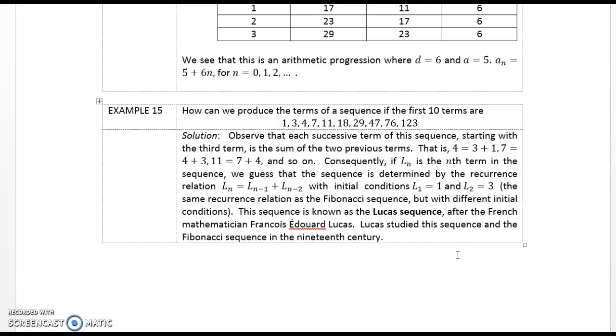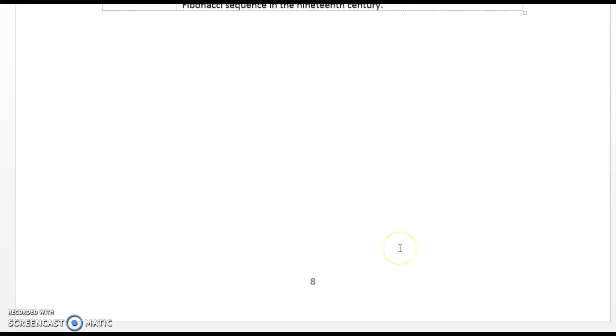This sequence is known as the Lucas sequence after the French mathematician François-Édouard Lucas. Lucas studied the sequence and the Fibonacci sequence in the 19th century.